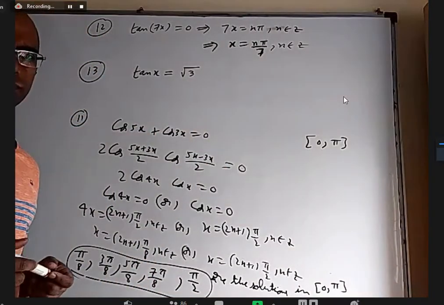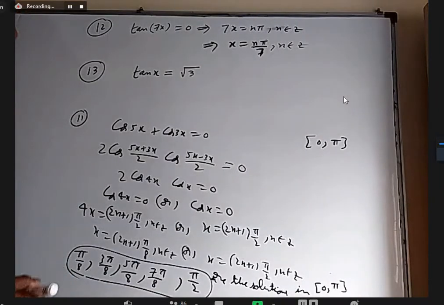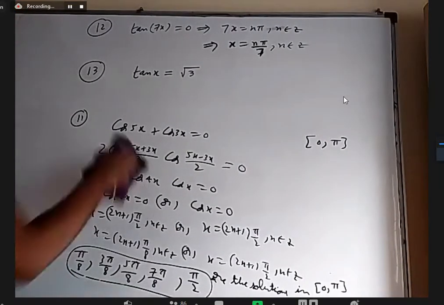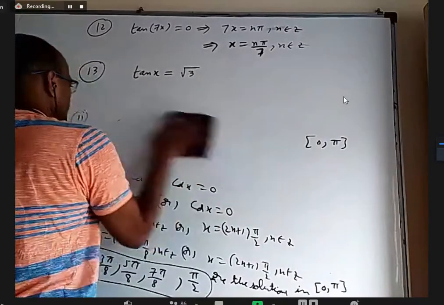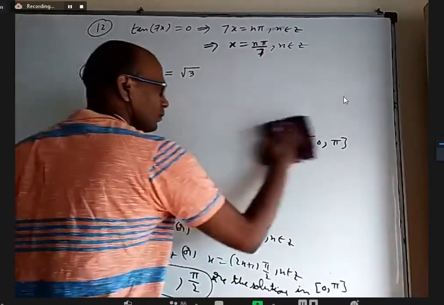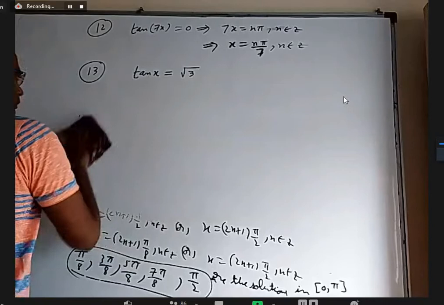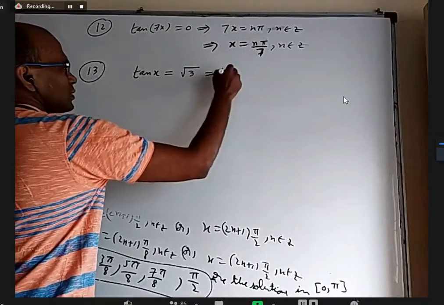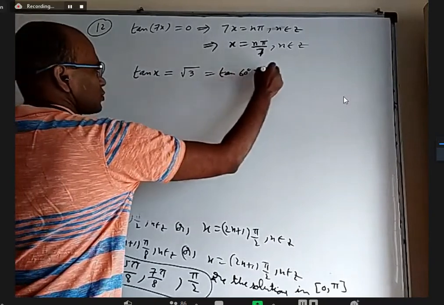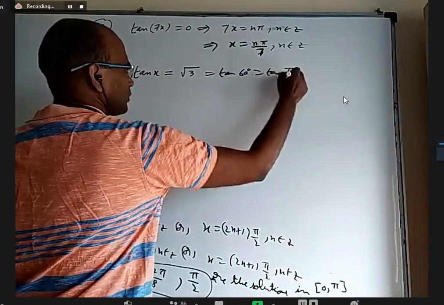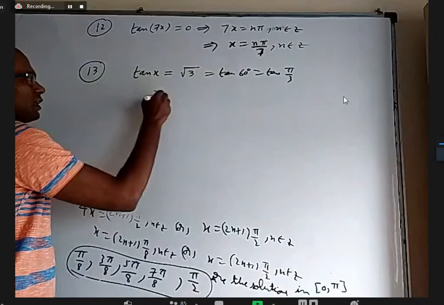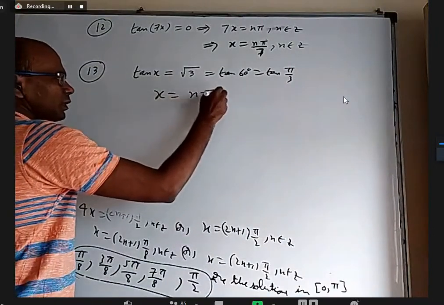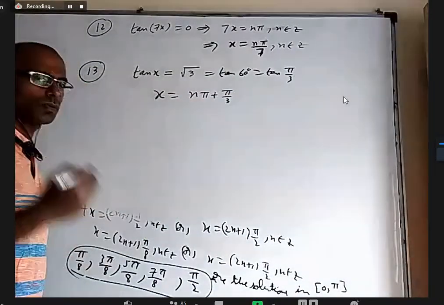N pi plus pi by 3 solution. Yes. Tan x equal to tan alpha. This is tan 60 degrees, which is tan pi by 3. Tan x equal to tan alpha directly, the formula is x equal to n pi plus alpha only. No plus or minus, no 2n pi and all.